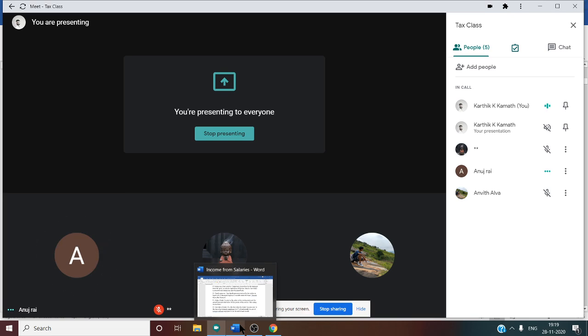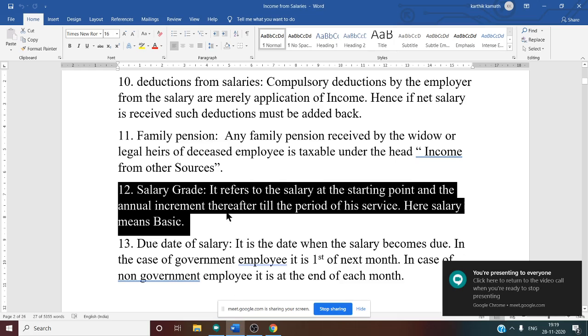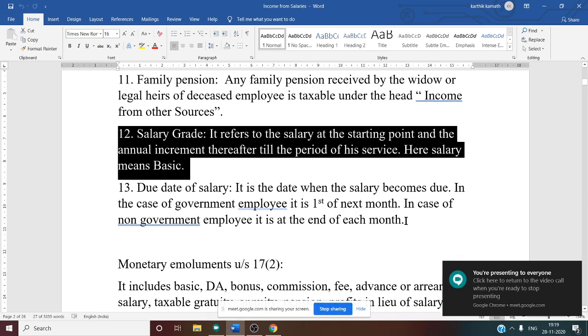It goes on increasing: 8,500, 8,750, 9,000, 9,250, 9,500, 9,750, and 10,000, like that. So that is known as salary grade. Then due date of salary.